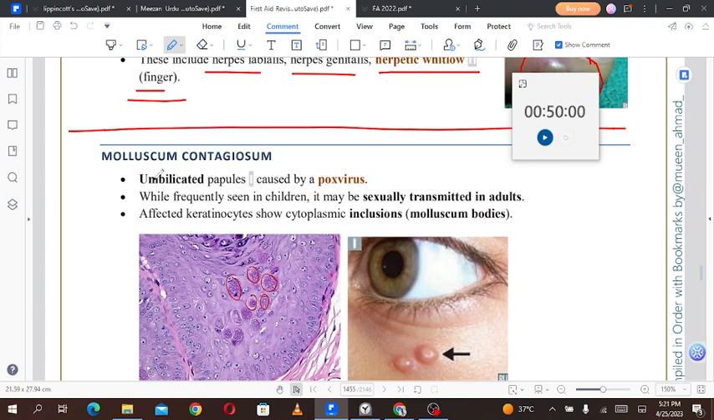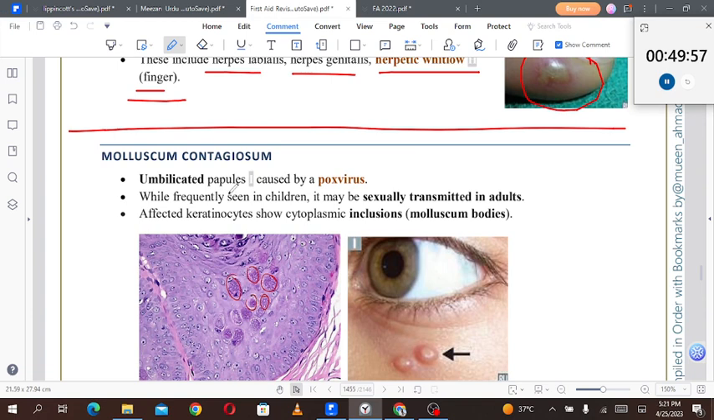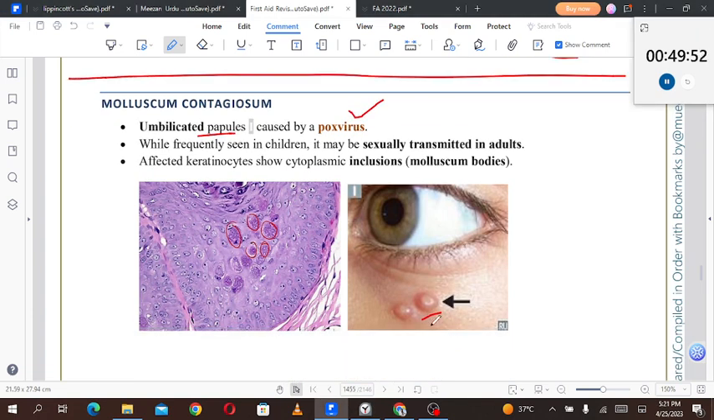Bismillahirrahmanirrahim. So now we are going to start with the molluscum contagiosum. Molluscum contagiosum is an umbilicated papules caused by the pox virus. So here you can see the umbilicated papules which are present over here. Papules are raised lesions, and papules are not vesicles. So they are not fluid filled, and they are raised lesions.